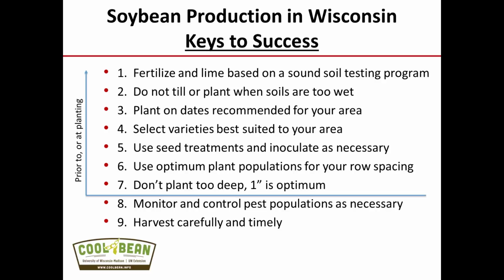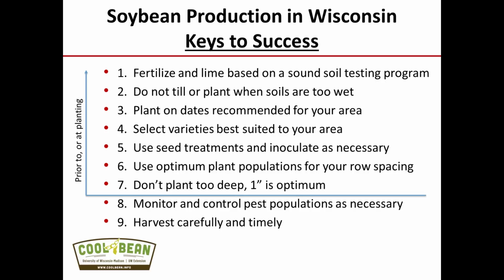Again, look at those early planting dates if you can get across those fields in order to maximize soybean yield. Number four, select those varieties best suited for your area. Again, please feel free to use the Wisconsin Soybean Variety Test Program book, as well as other company sales brochures, to get a good sense of how well these varieties perform over a wide range of areas.